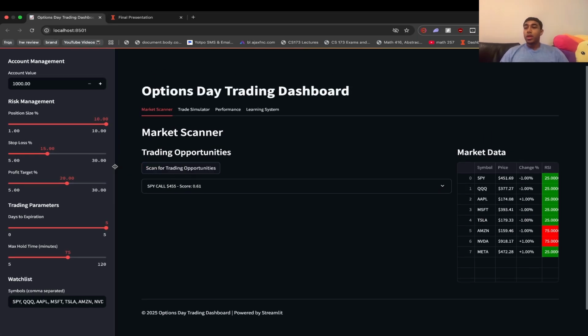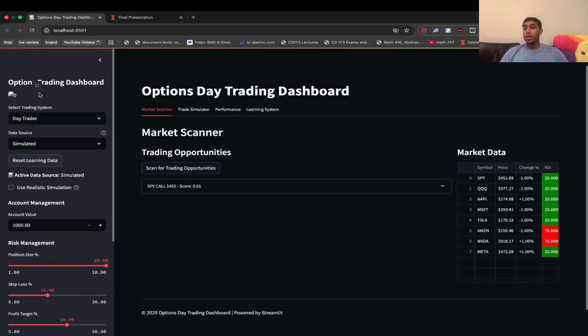Right here on the bar, we can start off with the trading system. We either have the day trader or the smart trader. Smart trader is built more for swing trades or stock options that are held over multiple days, and the day trader is specifically for zero DTE expiration options, so options contracts that will be expiring within the same day.